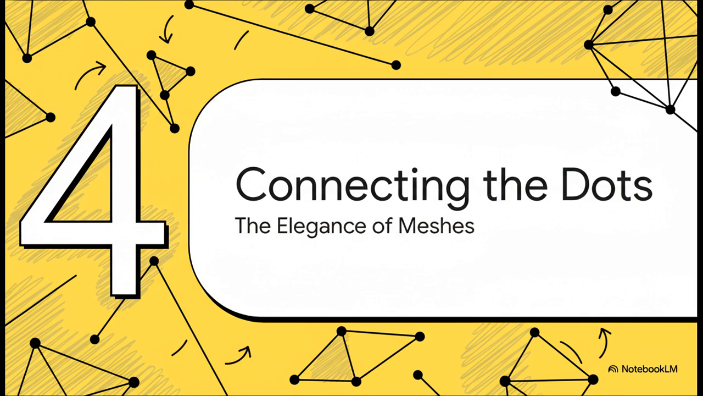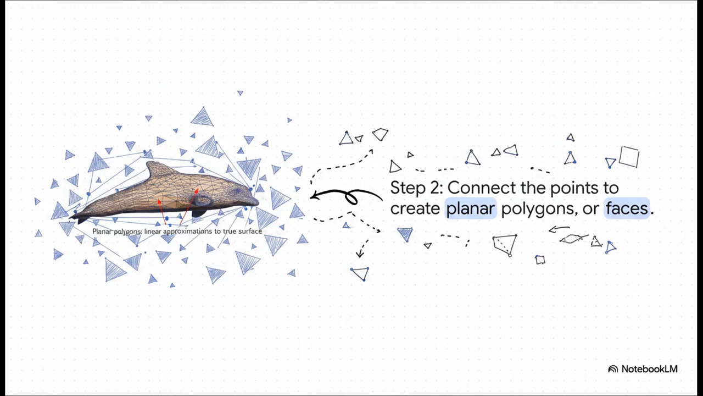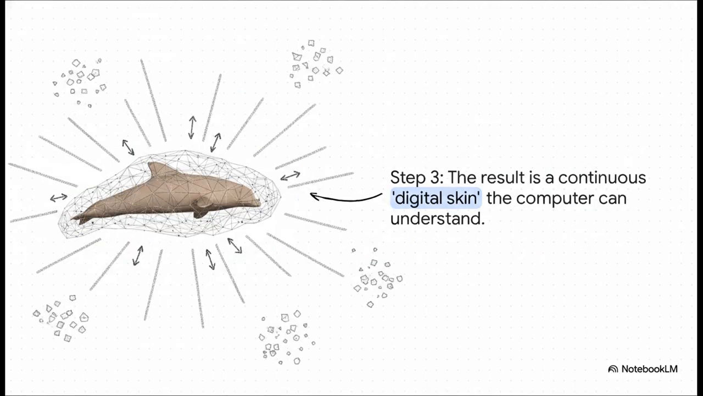Well, it turns out we do it pretty literally by connecting the dots. The process starts in the exact same place. As you see here in step 1, we begin by sampling that cloud of points from the dolphin's surface. This is our familiar but flawed point cloud. But then, in step 2, the magic happens. The computer intelligently starts connecting these points with lines, which we call edges. These edges then form small, flat polygons, usually triangles, and that creates a kind of digital wireframe. And finally, in step 3, you see the finished product, a continuous digital skin.